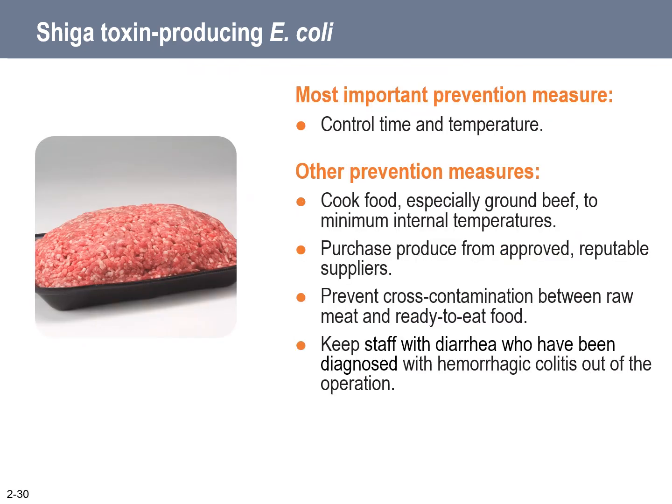Controlling time and temperature is the best prevention measure. Cook food, especially ground beef, to minimum temperatures. Purchase produce from approved suppliers. Prevent cross-contamination between raw meat and ready-to-eat food. And keep staff with diarrhea who have been diagnosed with E. coli out of the operation.